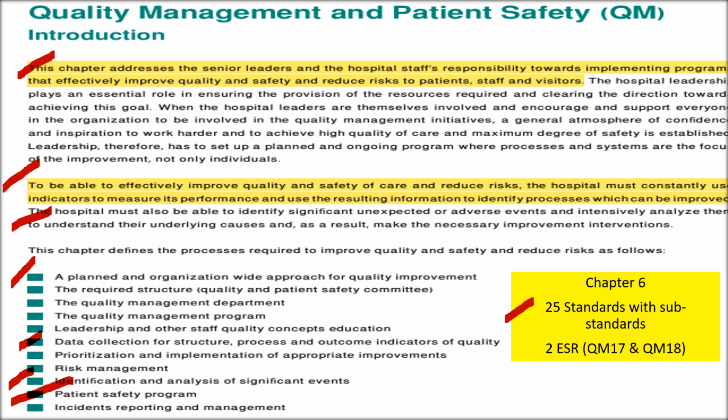Now, nurses, I want you to focus on the two ESR, QM17 and QM18, which happen to be the same as our IPSG. Our IPSG is the International Patient Safety Goal. So QM17 and IPSG number 1 are the same, ensuring correct patient identification. And QM18 and IPSG number 4, ensuring a process to prevent wrong patient, wrong site, and wrong surgery or procedure. So they are the same.